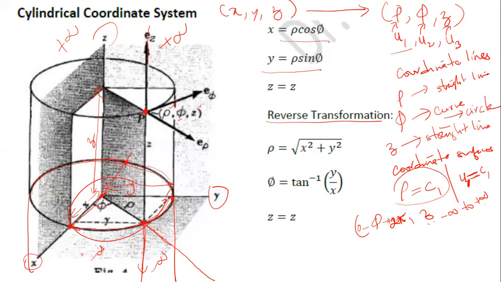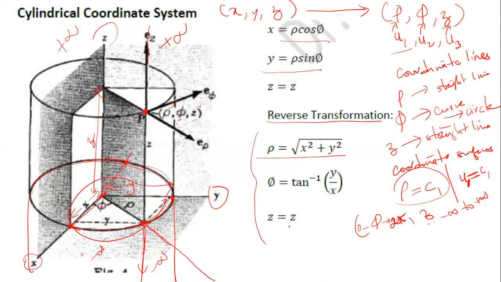Now you can write the reverse transformation. If you take the squares of these, x squared plus y squared, and add the two, this will be rho squared into sine squared plus cosine squared, which is 1. So you can obtain rho equal to square root of x squared plus y squared. If you take the ratio, then you get tan phi equal to y upon x. So phi will be tan inverse of y upon x, and z is z. So this is the reverse transformation relation.